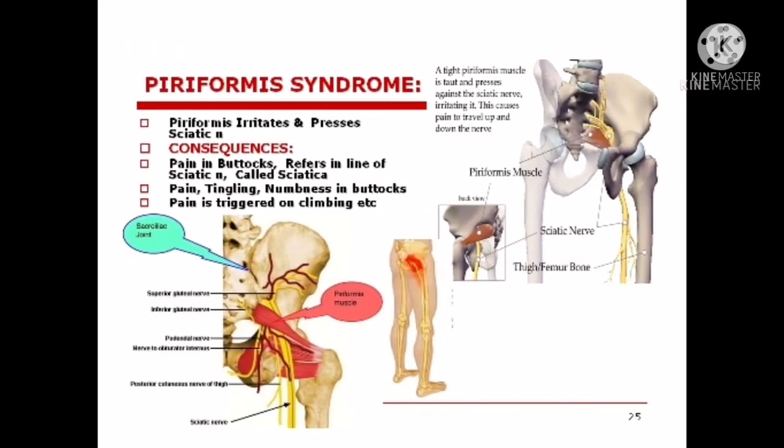The piriformis syndrome. A taut piriformis muscle irritates and compresses the sciatic nerve, and results in pain in the buttocks, referred in line of the sciatic nerve, and this condition is called sciatica. There is pain, tingling, and numbness in the buttocks, and the pain is triggered on climbing. This is a diagnostic criterion for the piriformis syndrome.